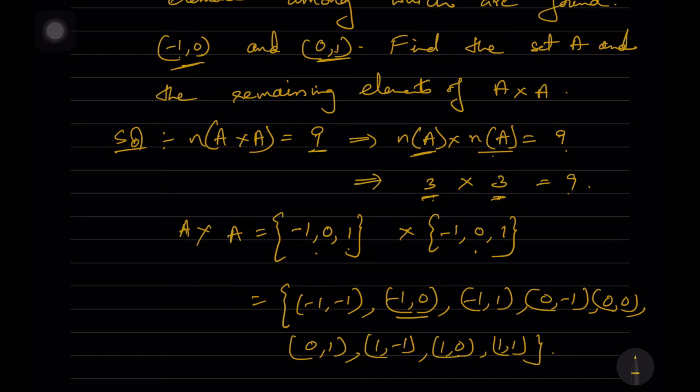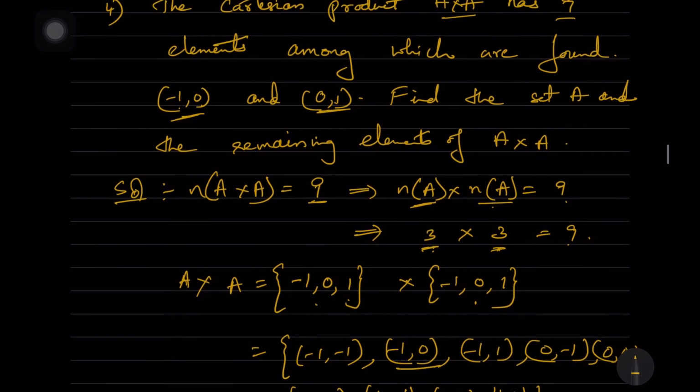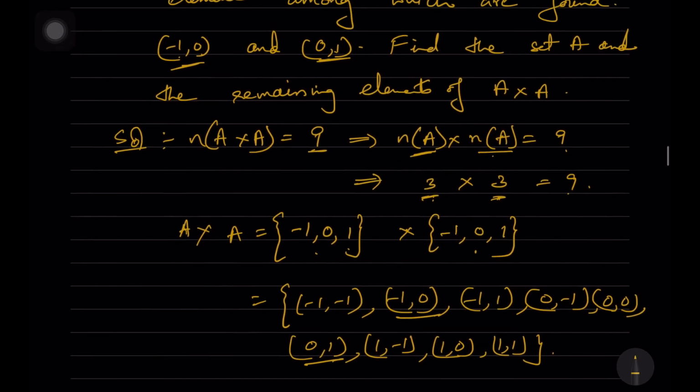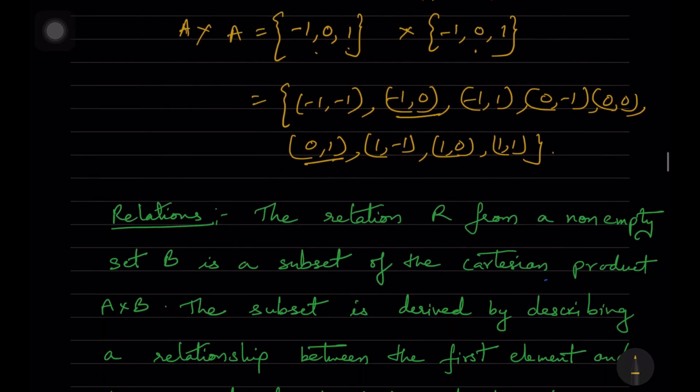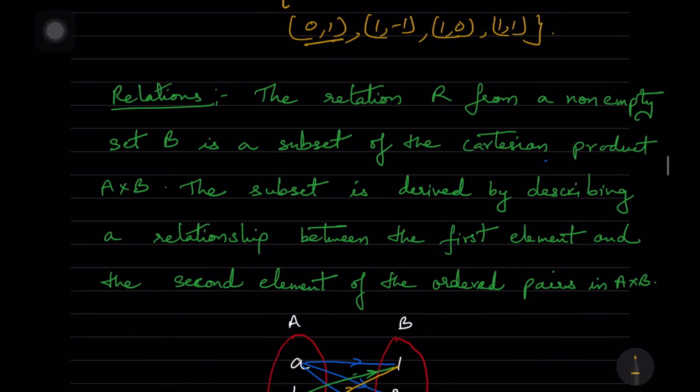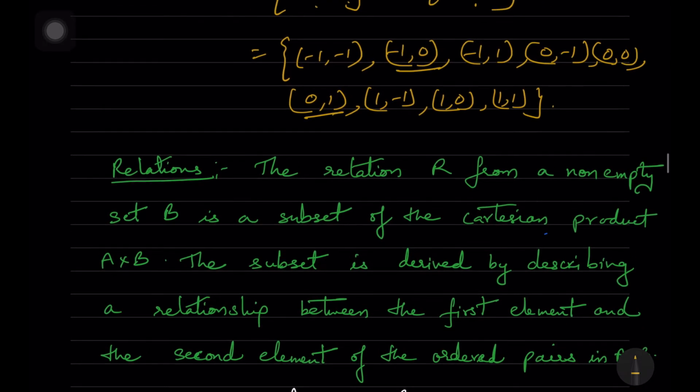So therefore you can see here very obviously that (-1, 0) is one element and (0, 1) is one of the elements. So these are the elements which are found in this. So (-1, 0) and (0, 1) are the elements. Next, these are the different types of examples we have seen for Cartesian products.